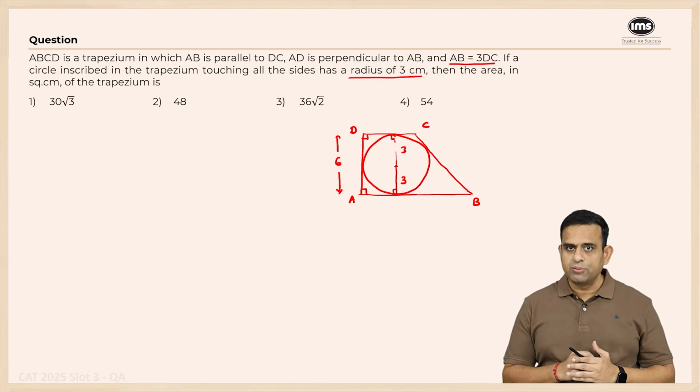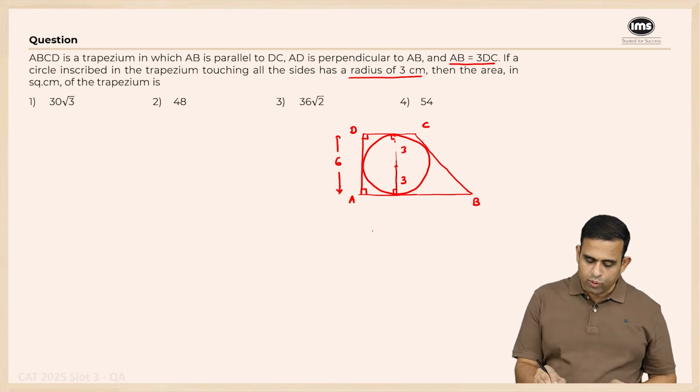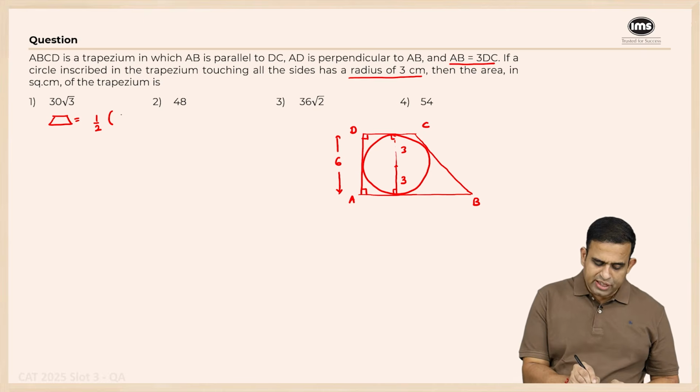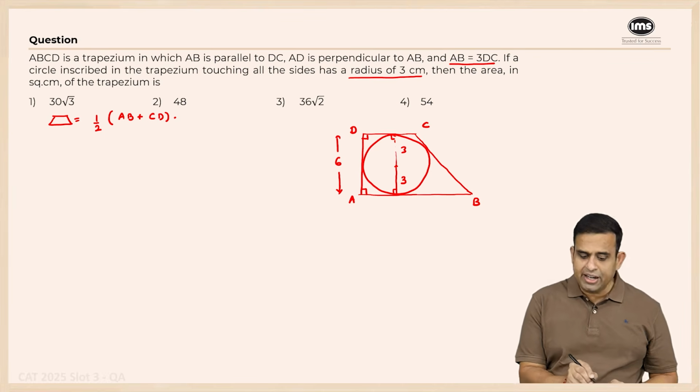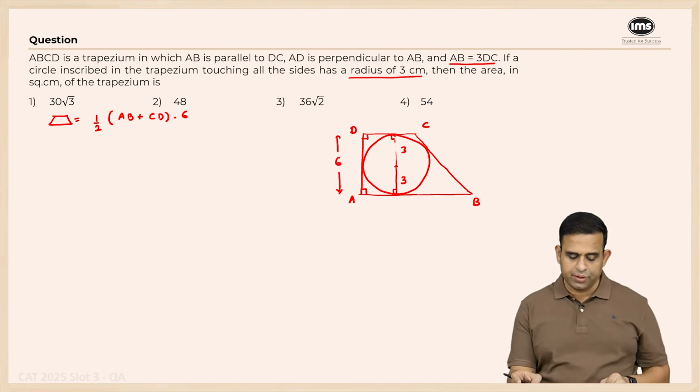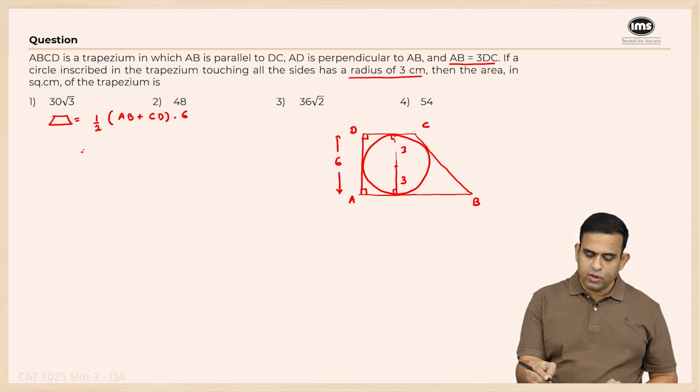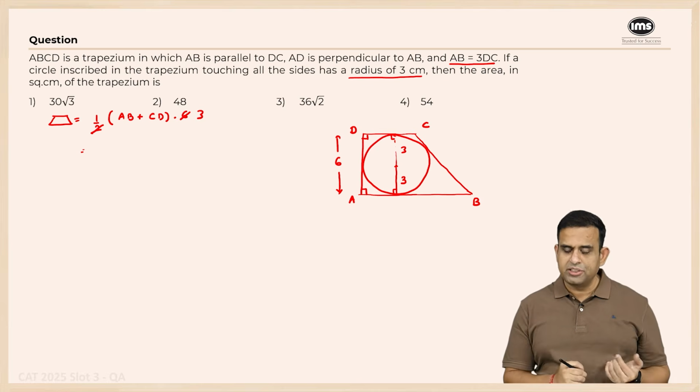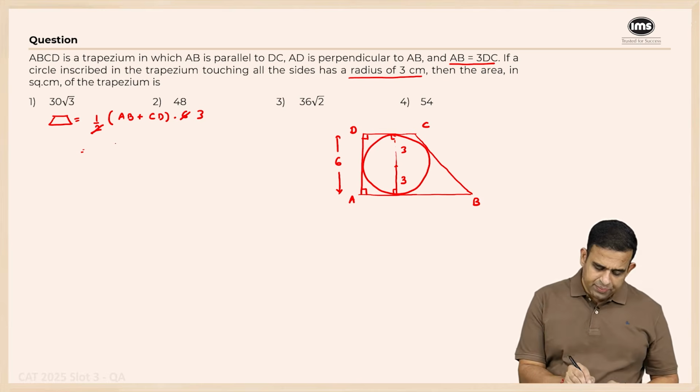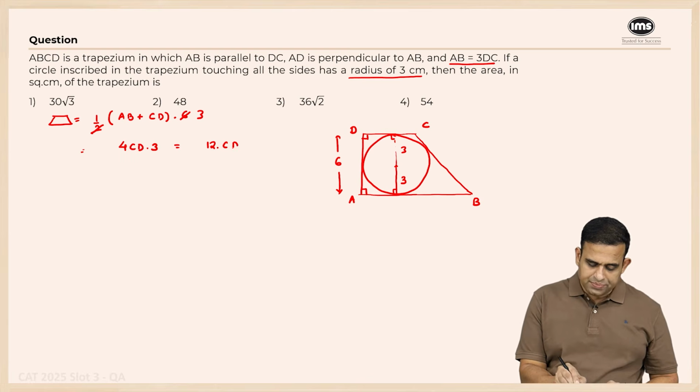AB is equal to 3 times DC. So if I now apply the formula for the area of the trapezium, that will be equal to half the sum of the parallel sides, which is AB plus CD, times the height, which in this case is 6. Now AB is equal to 3 DC, so AB plus CD simply becomes 4 CD. So 4 CD into 3, and that will simply become 12 times CD.